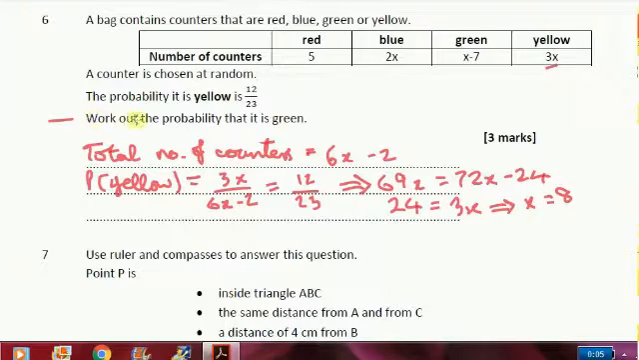It says work out the probability that it is green. So we have to work out probability of getting green. So we have to look at the expression for green, x minus 7, but x equals 8. So 8 minus 7 gives us 1 green counter. And the total number of counters is 6x minus 2. So x is 8. So 6 8s are 48. Minus 2 gives us 46. So our probability of getting green is 1 over 46.